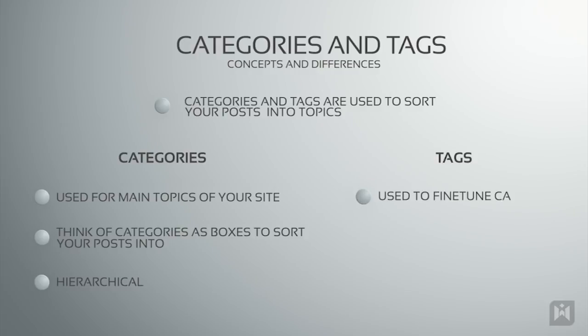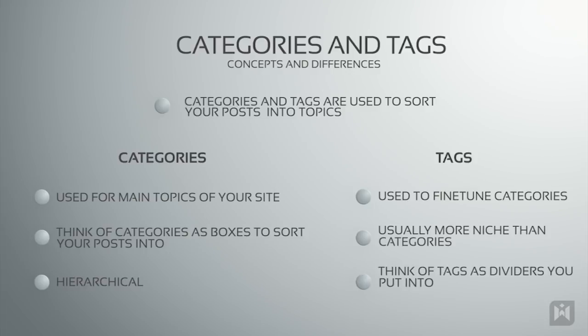Tags are used to further fine-tune categories and are usually much more niche than categories. Think of this as having dividers to further sort the contents in the boxes.